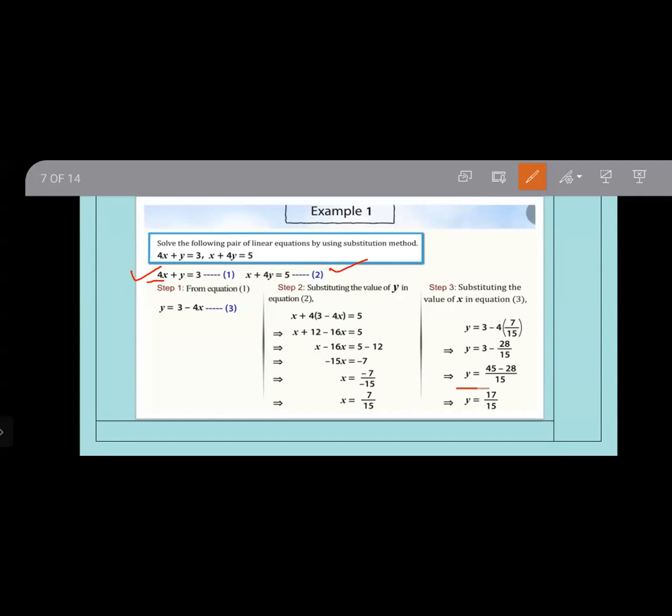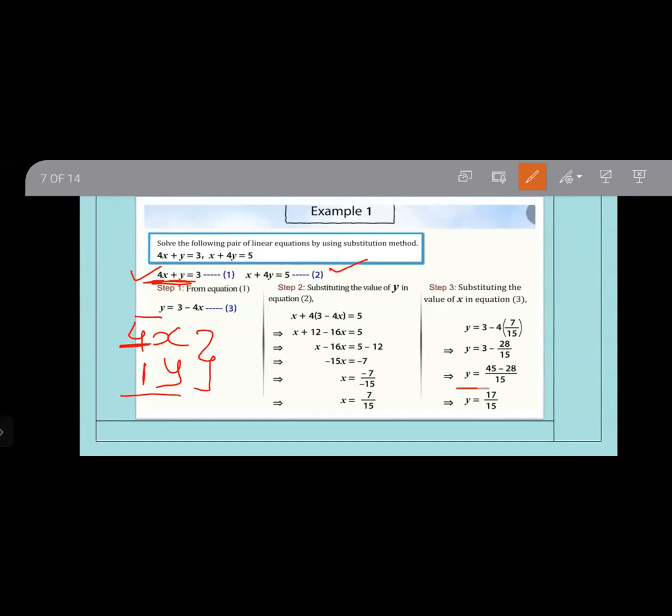So out of this 4x plus y, which has the lowest coefficient of the variable? The coefficient of x is 4. And the coefficient of y is what? Nothing is given, which means 1. So whichever is the lowest one, keep that on the left hand side. Here the coefficient of y is 1, which is the lowest one, so I have kept it on the left hand side.